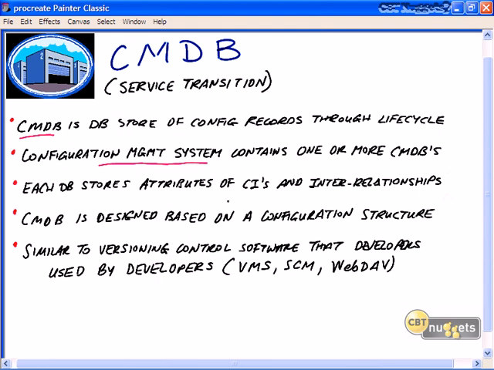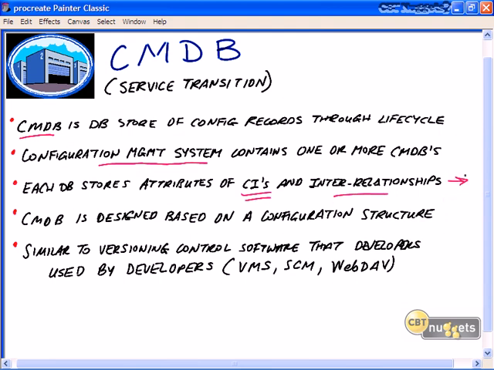Okay, the configuration management system is maintained by configuration management, and it's going to be used by all of the IT service management processes, all the ones we've talked about so far in this Nugget series and the ones that we're going to talk about here in the future. So each one of these databases is going to store attributes of configuration items and their interrelationships.